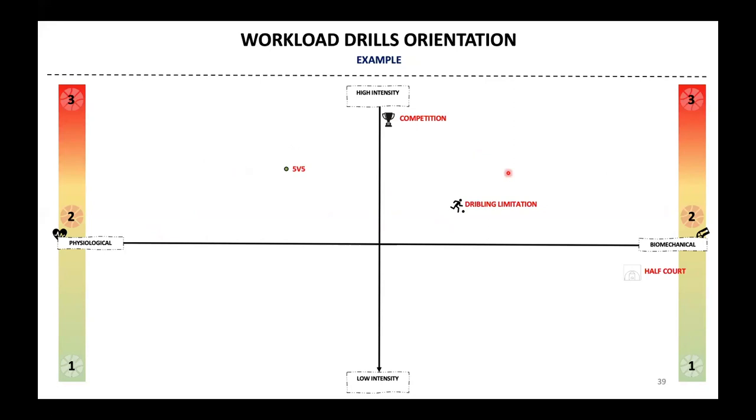An exercise that's 5-on-5, at this point, tends to be physiological orientation. If we play a game to 5 points, for example, and let the players have just 2 dribbles, and we do the exercise on a half court, an exercise with physiological orientation is transformed to biomechanical orientation. So on the basis of these factors, sometimes we can decide the orientation of the basketball practice.